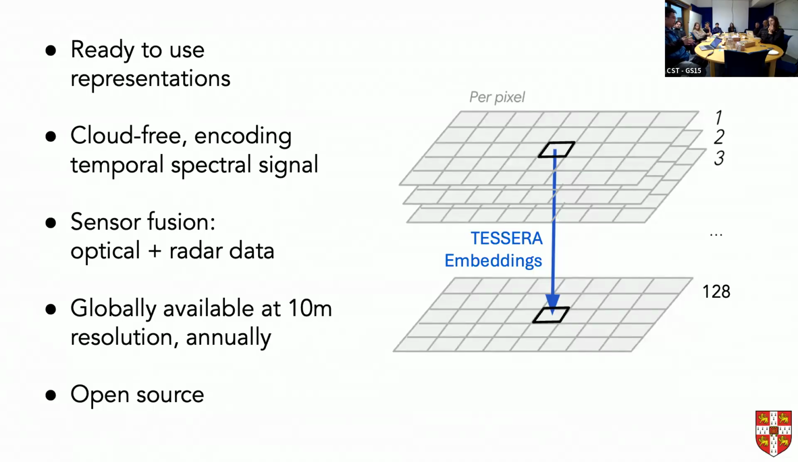So these embeddings are temporal and spectral aware. And we're doing sensor fusion because we're using Sentinel-2 and Sentinel-1, and also the resolution is 10 meters. And also we publish the global dataset. That means everywhere on Earth, every 10 by 10 meter pixel on Earth will have a corresponding TESSERA embedding. And also everything is open source. So yeah.